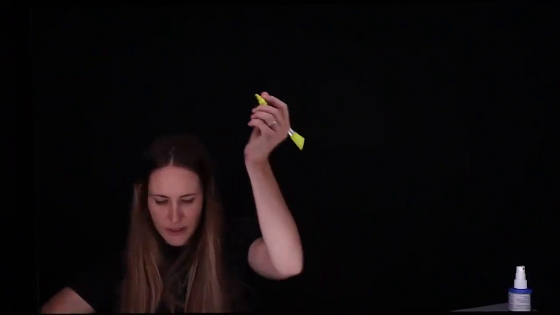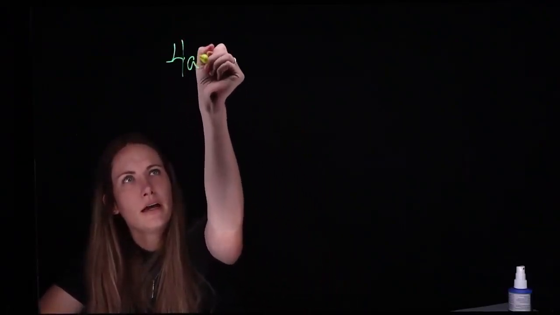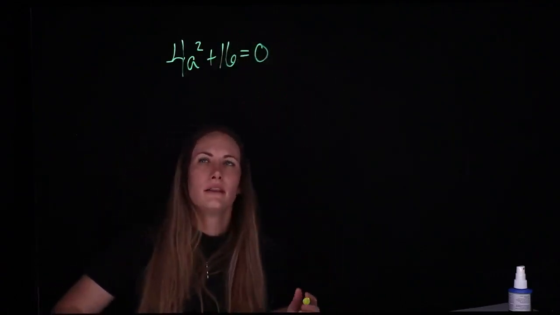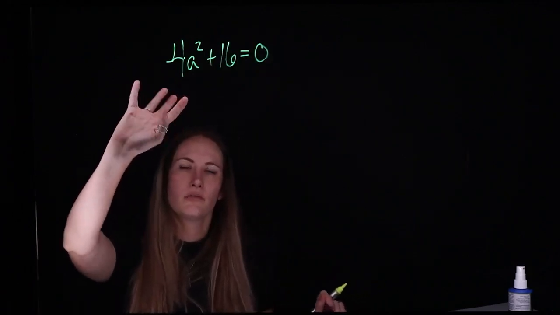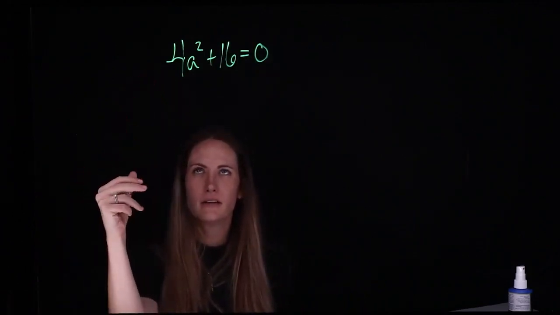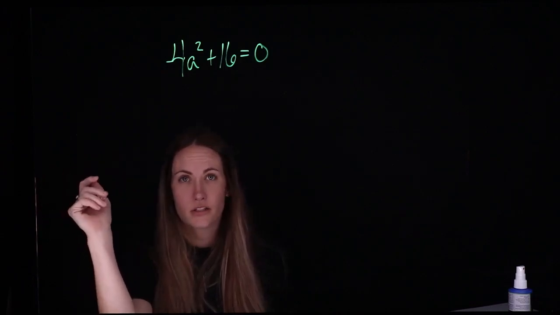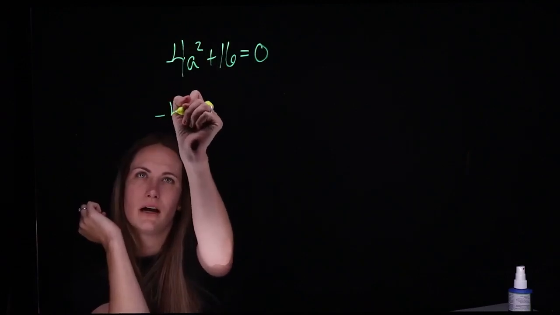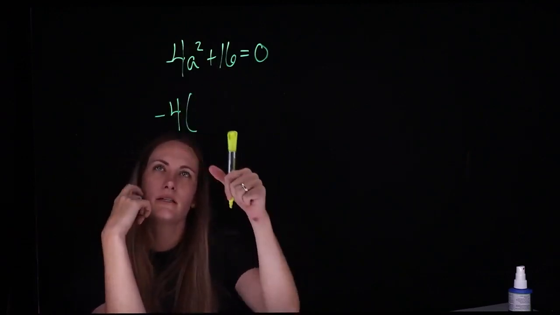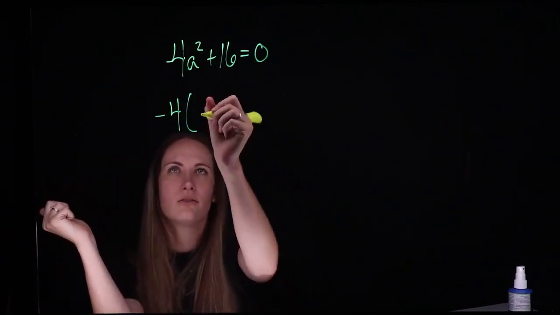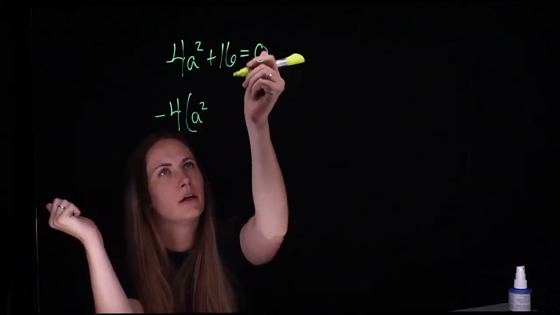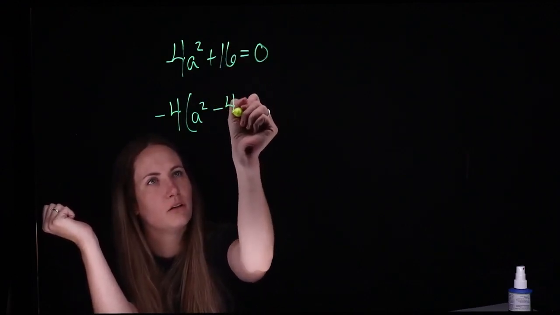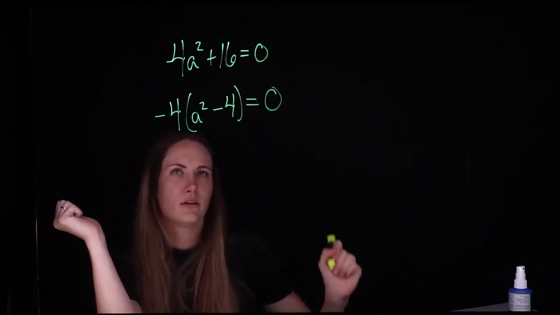Next problem is negative 4a squared plus 16 equals 0. This one does have a leading coefficient, so if there is ever a leading coefficient or a negative with your whatever squared, x squared, a squared, you need to factor that out. So we are going to go ahead and divide this equation by negative 4. Negative 4a squared divided by negative 4 would give us a squared. A positive divided by a negative is a negative. 16 divided by 4 would be 4 equals 0.